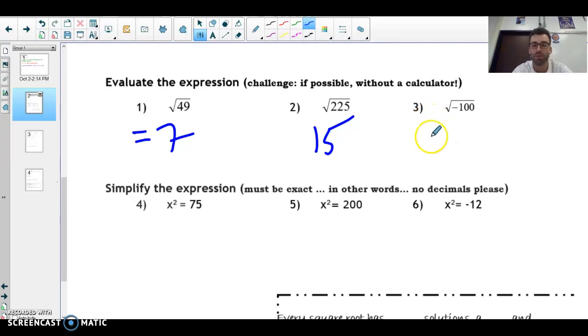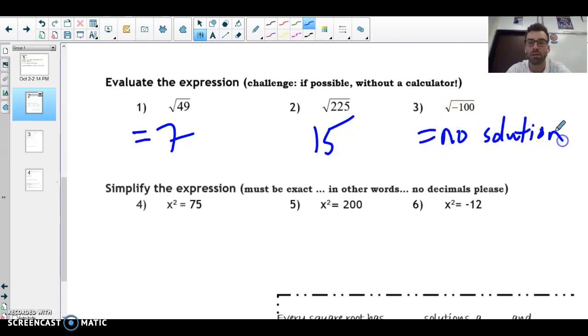The square root of negative 100, well, that's a great discussion to have. We don't know yet. No solution yet. There will be a solution, or there may be a solution. Who knows in a couple minutes here, but I'm not going to ruin that surprise.